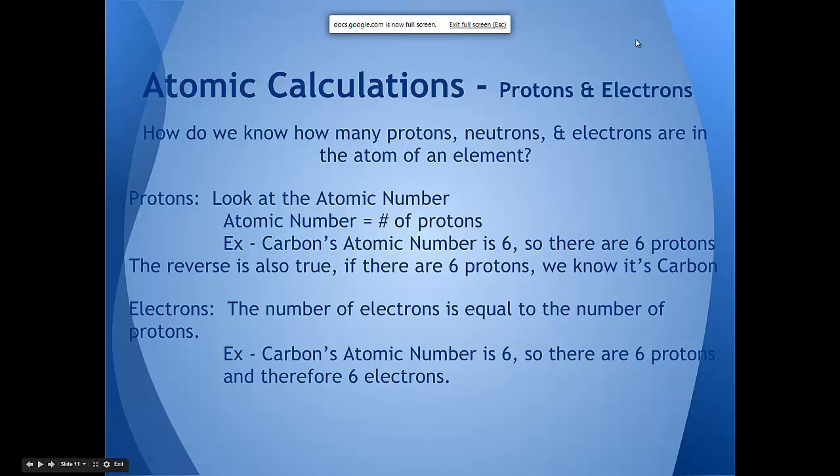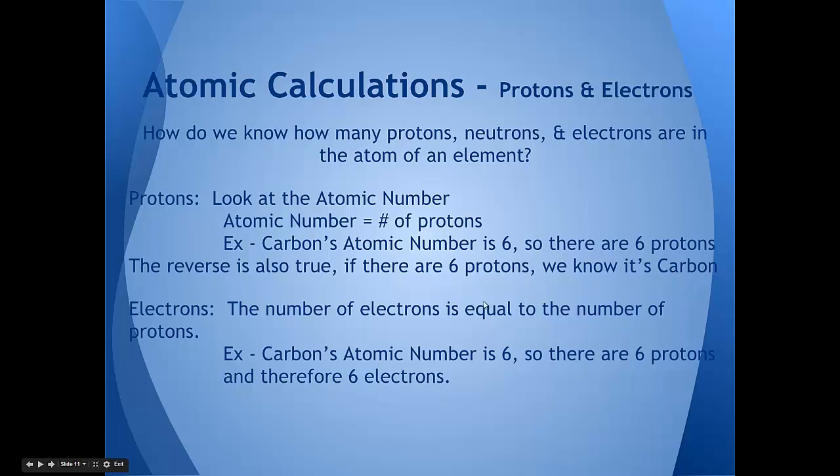So, if we want to think about how many protons, neutrons, and electrons are in the atom of an element, well, it's pretty simple. If we want to know how many protons there are, we just look at the atomic number. The atomic number is the number of protons. So for example, carbon's atomic number is 6. So there are 6 protons in every atom of carbon. The reverse is also true. If there are 6 protons, then we know it has to be carbon. The number of protons is what identifies that element.